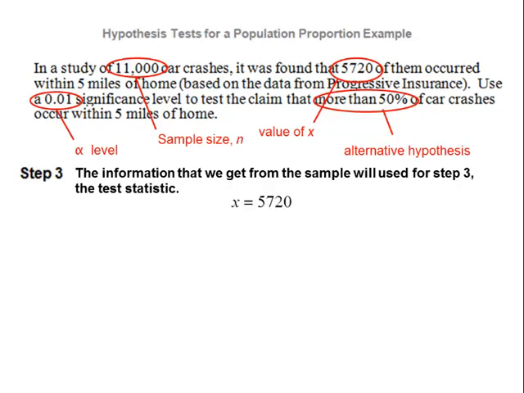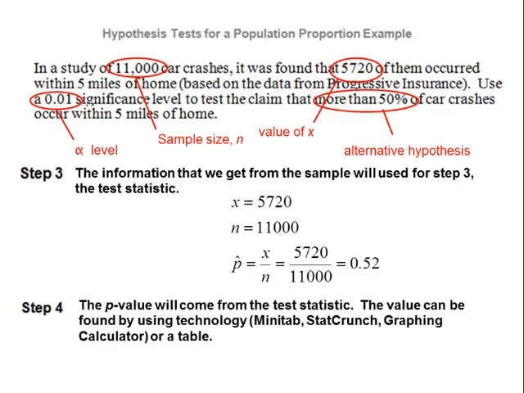So we have X is 5,720, N is 11,000, and P hat, the sample proportion, is X divided by N. If we take 5,720 and divide it by 11,000, we have 0.52. Step number 4, the p-value will come from this test statistic once we put the values in our z formula.